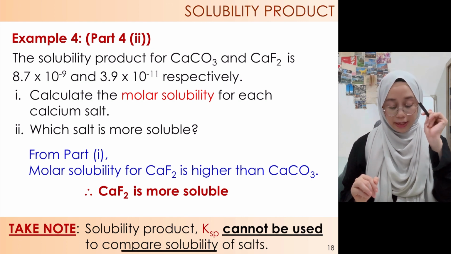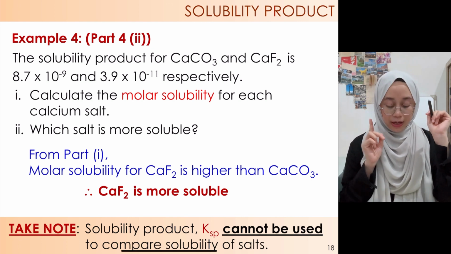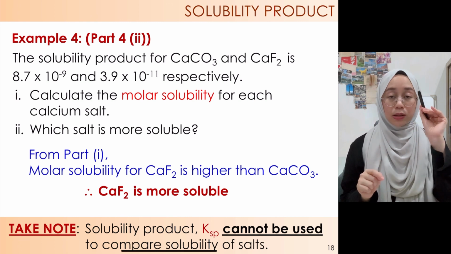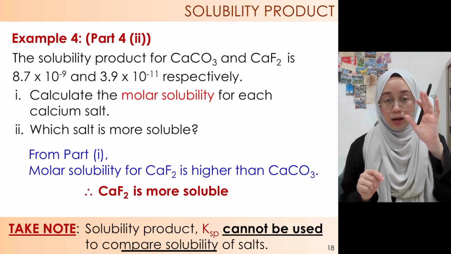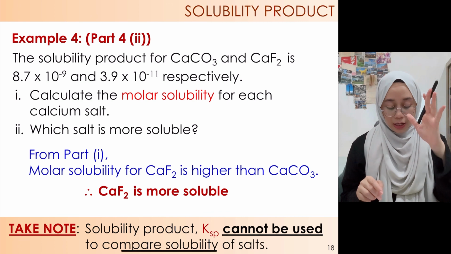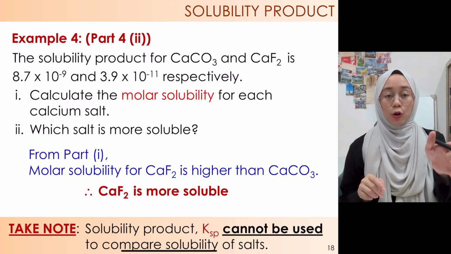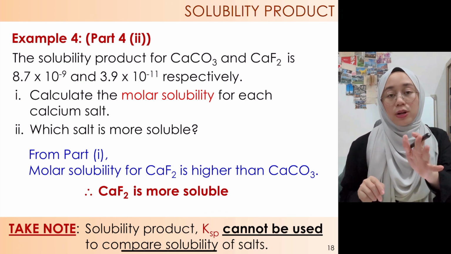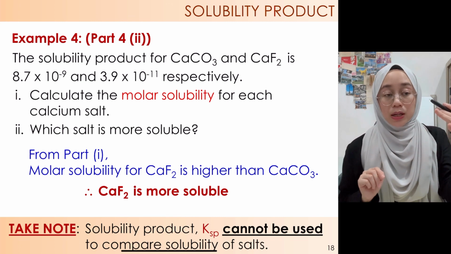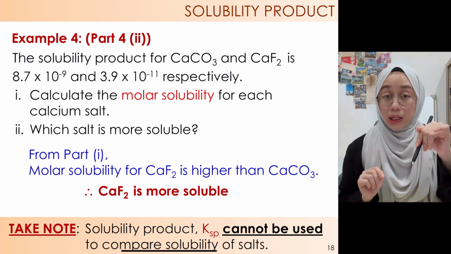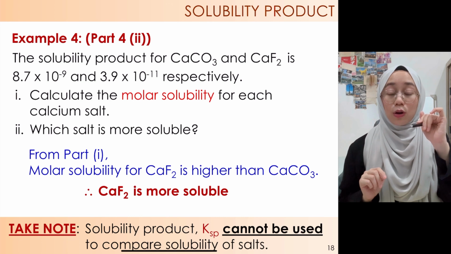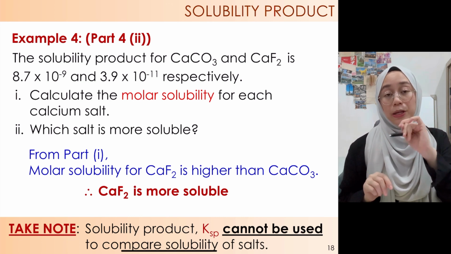is more soluble than calcium carbonate. Okay, so do take note that the KSP cannot be used to determine the solubility of the ionic compound. Okay, so kita tak boleh guna KSP value untuk compare the solubility. We need to find out the molar solubility ataupun the solubility yang dalam bentuk gram per liter tu, yang tu kita boleh guna untuk compare. Okay, KSP value tak boleh digunakan.